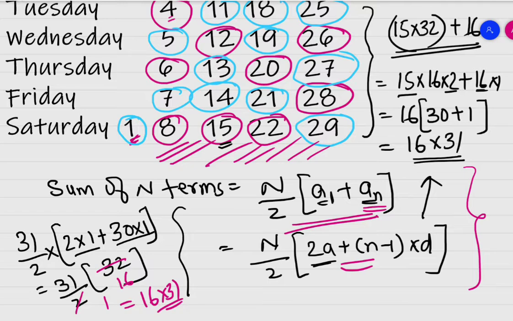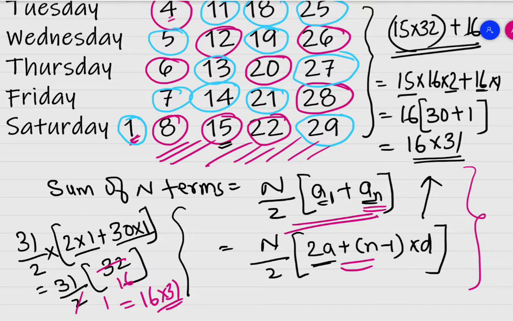Simply write down n by 2 multiplied by first term plus last term, or n by 2 into 2a plus n minus 1 into d. So today we have learnt how to find the sum of n terms of a given AP, and it is nothing but n by 2 into a1 plus an, or n by 2 into 2a plus n minus 1 into d.